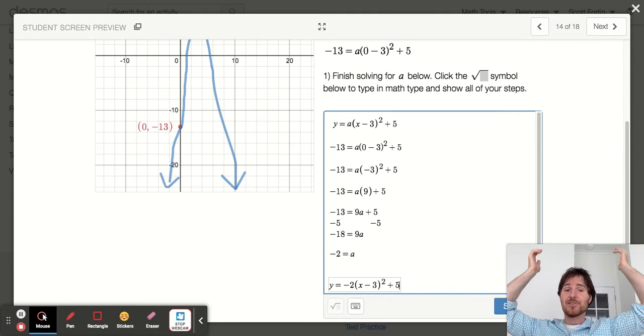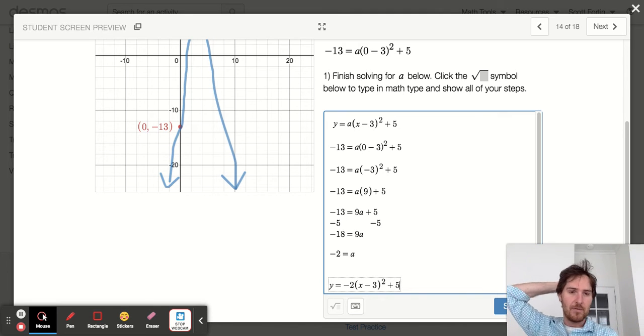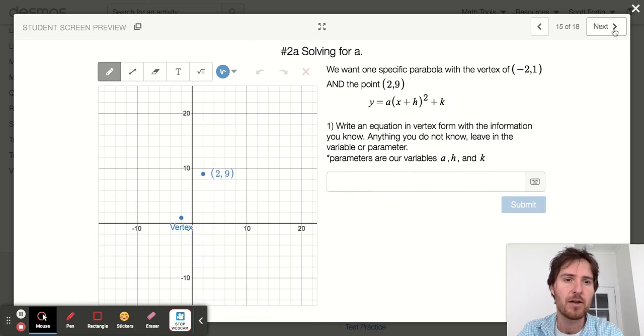If you don't know what the stretch factor is, you can figure it out as long as you know what the vertex is and a point that the graph goes through, okay? All right, so let's maybe check it out here. Do we have more stuff here?